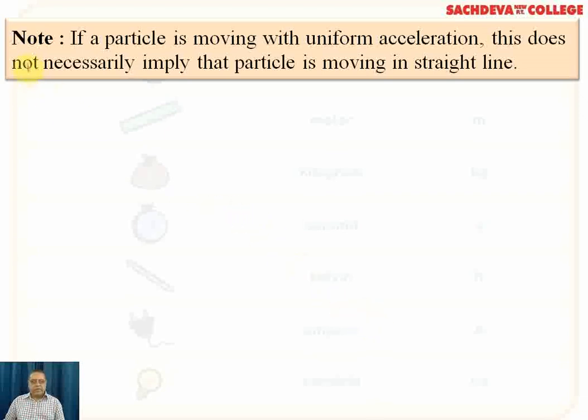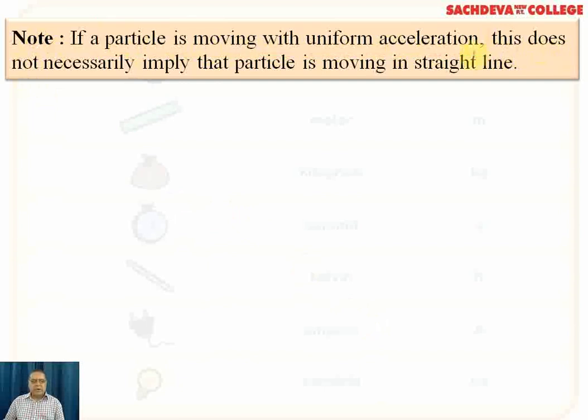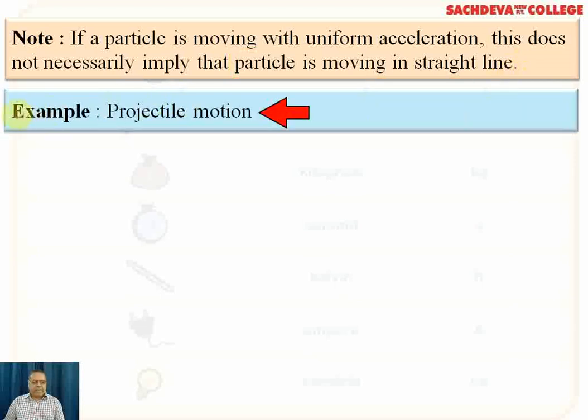Now, one of the very important notes is that if a particle is moving with uniform acceleration, that does not necessarily imply that the particle is moving in a straight line. So it is not necessary that it should move only in a straight line. For example, in projectile motion, we find the acceleration is uniform, but the projectile motion is not in a straight line. Ultimately, it makes a parabolic path and then strikes the ground.